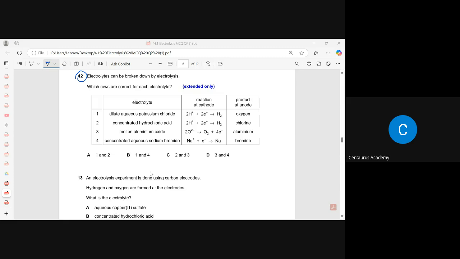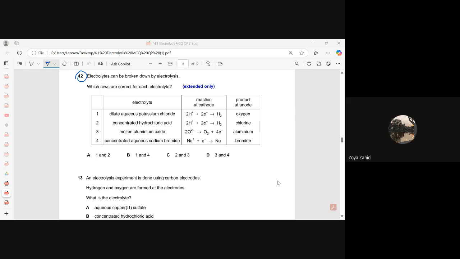Very good, excellent. A is the correct answer choice. Can you tell me why, Zoya? Yes, because in the first one, which is dilute aqueous potassium chloride, hydrogen is formed at the cathode, and at the anode, oxygen will be formed since it's dilute. So hydroxide ions are less reactive. Then in the second one, hydrogen is again formed in the hydrochloric acid since it's concentrated, and it is the only hydrogen that can be formed, and chlorine is formed at the anode. Yes, chlorine will be formed at the anode since it is a concentrated electrolyte.